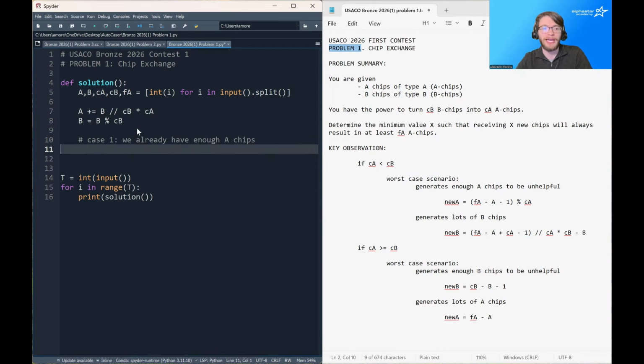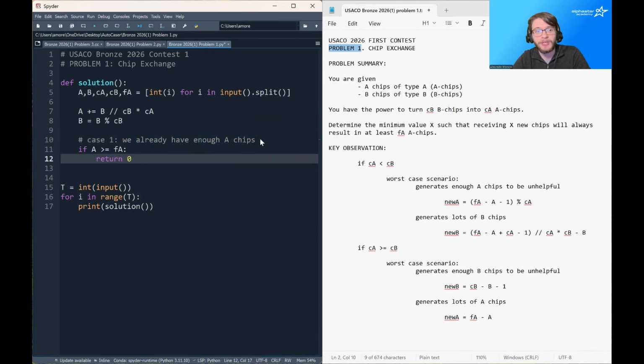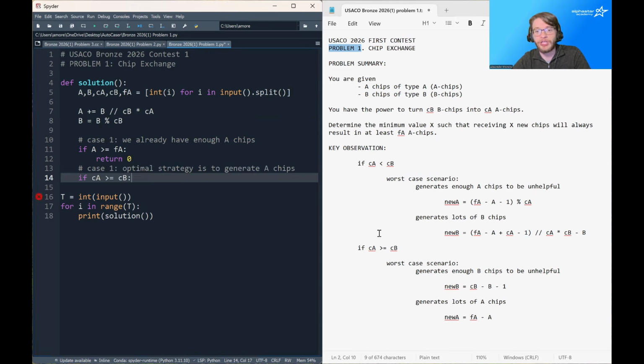Next up, we have our first case. And that first case is the edge case where we just already have enough A chips. So that is checked with if f of A is less than or equal to A. If that is true, we just return 0. We don't need any more chips. Otherwise, we have to check which case we are in. Do we want to generate A chips or do we want to generate B chips?